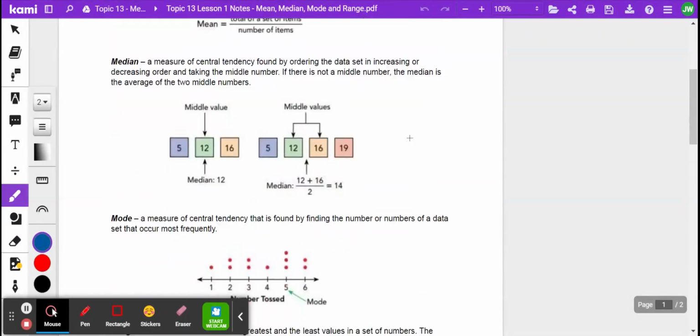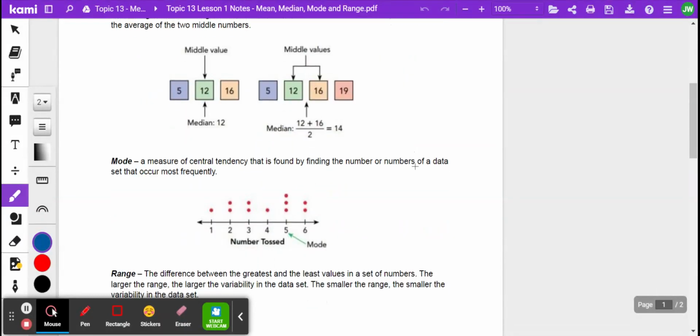The median is the measure found by putting them in order from least to greatest, and then finding the middle number. If there is not a middle number and you come up with two, you take those two numbers, add them together, and divide by 2. You find the average of those two. On the one where it shows the 12 and 16 being the two left over, add those up, you get 28 divided by 2 equals 14.